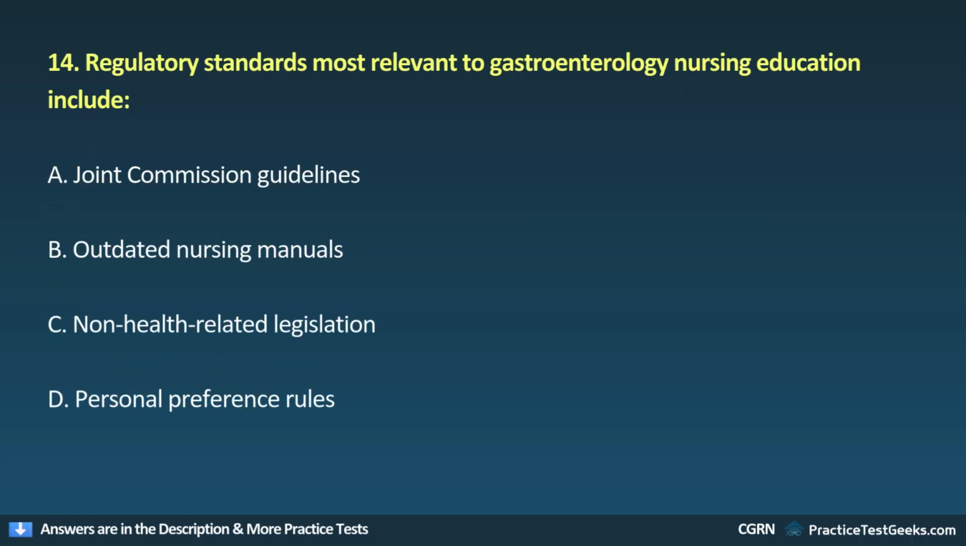14. Regulatory standards most relevant to gastroenterology nursing education include A. Joint Commission guidelines. B. Outdated nursing manuals. C. Non-health-related legislation. D. Personal preference rules.